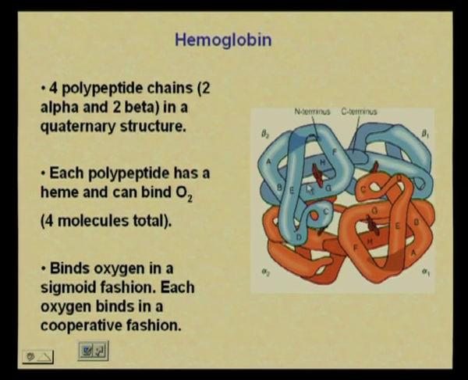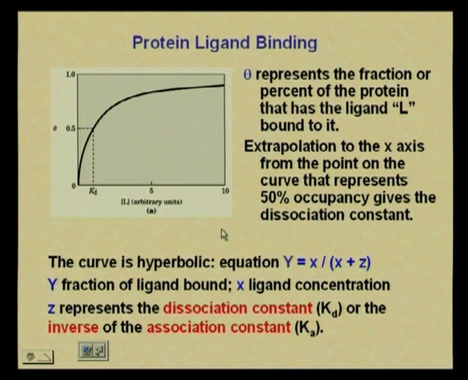Okay? So, the affinity for oxygen increases for the other hemes as soon as one of the hemes binds the oxygen, which is why it is said that it binds in a cooperative fashion. In general now, if we look at protein ligand binding, we will see how we can extrapolate this, or how we can see what it means in terms of myoglobin and hemoglobin.